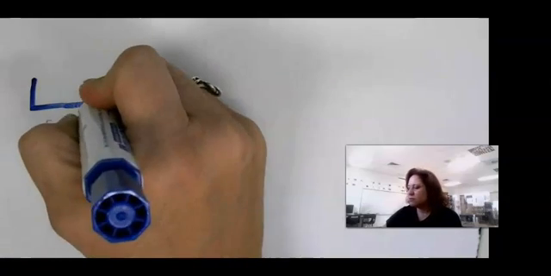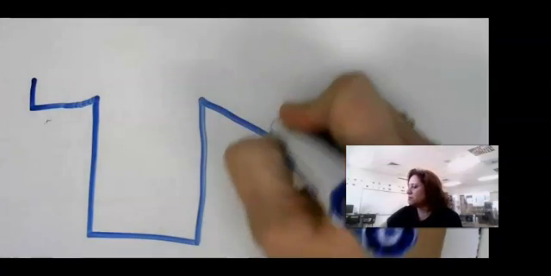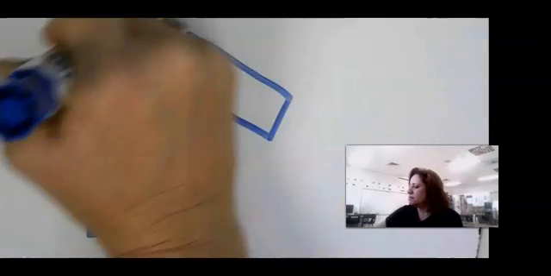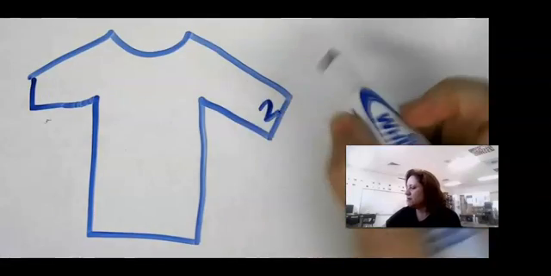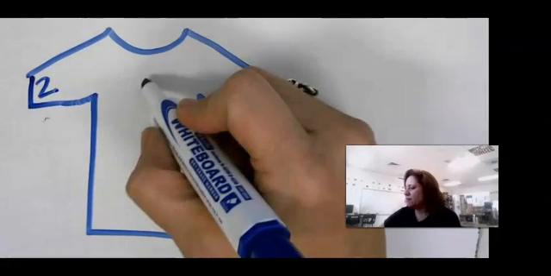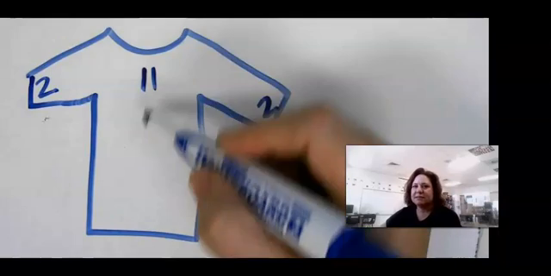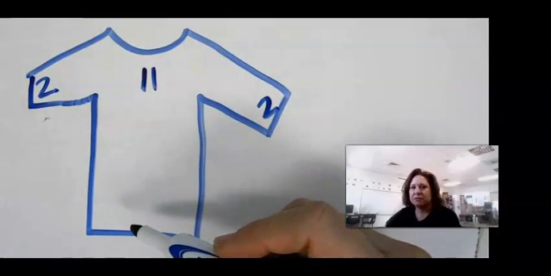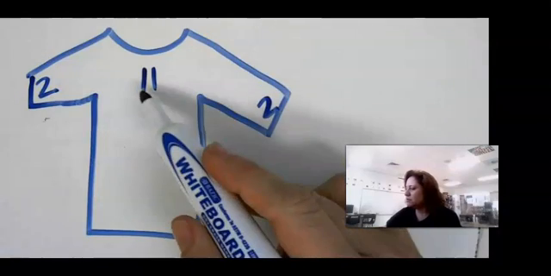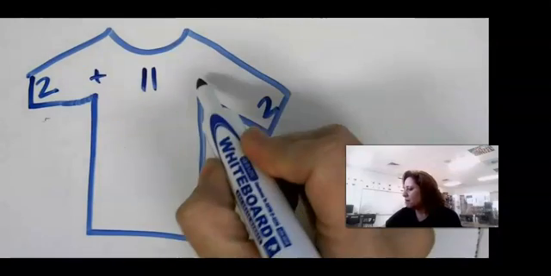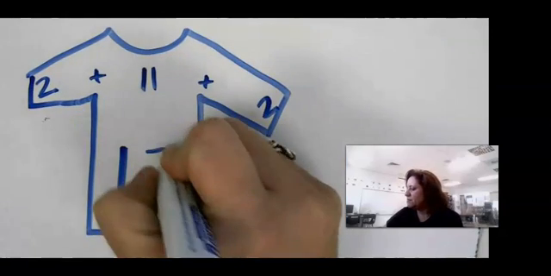Alright, so I have a shirt. I do not know how to draw, so you're going to have to bear with me. Okay, so there are 2 buttons here, there are 2 buttons here, and there are 11 buttons going down the front panel. So how many is that? 11 plus 2 is 13, plus 2 more. Okay, so that is 15 buttons for each blouse.